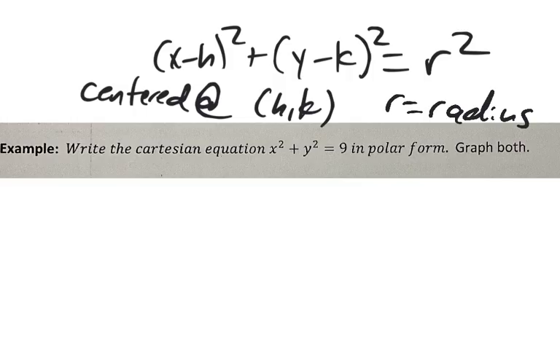So where's this circle centered? What's its h and its k? 0, 0. This is centered at the origin. What's the radius of my circle? 3. The radius is 3 because this is the r squared, and that's the square root of that. So I need to find the equation of a circle centered at the origin with a radius of 3.